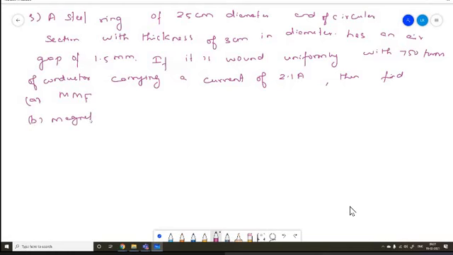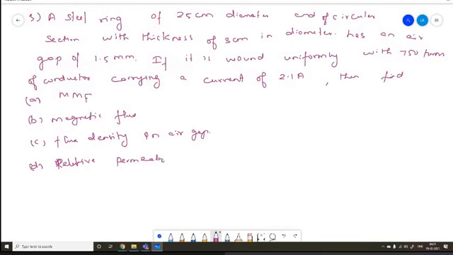the magnetic flux density in air gap, relative permeability of steel ring.